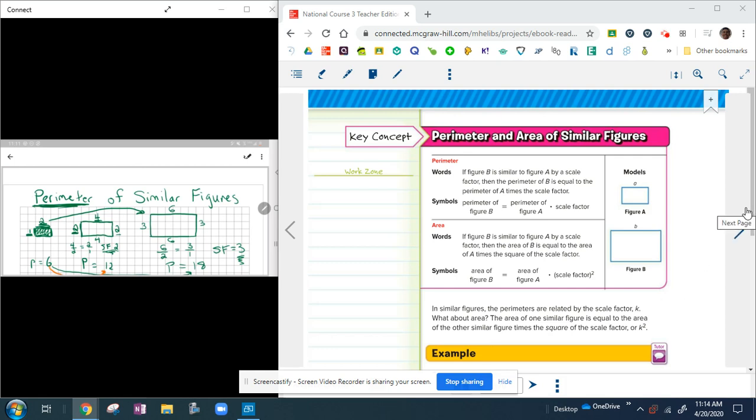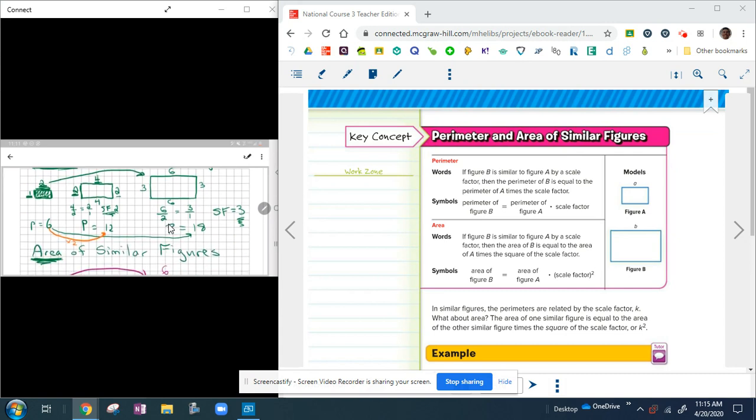All right, the rest of the lesson here, we're going to get into our textbook, so make sure you have yours out, or at least a notebook so you can write down some ideas, some notes. Okay, we are going to be talking about perimeter and area of similar figures. This is the video over here that you just watched.